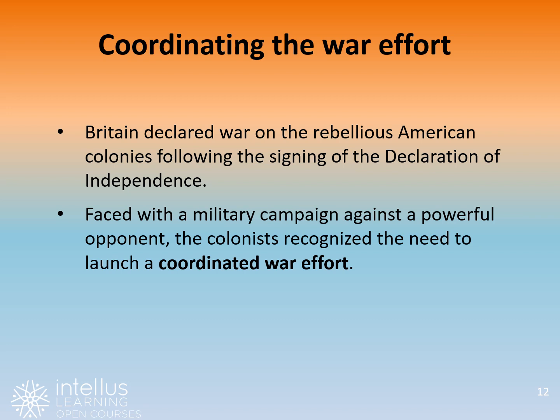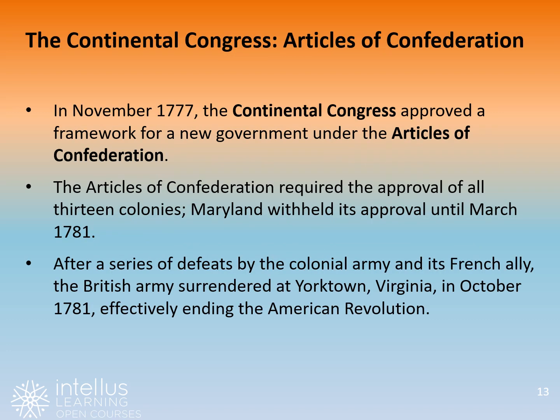Each colony had its own separate government, and so now after this unification force has come together, knowing that there's an impending military campaign from Britain, the colonists come together. So in November 1777, the Continental Congress approved a framework for a new government under the Articles of Confederation.